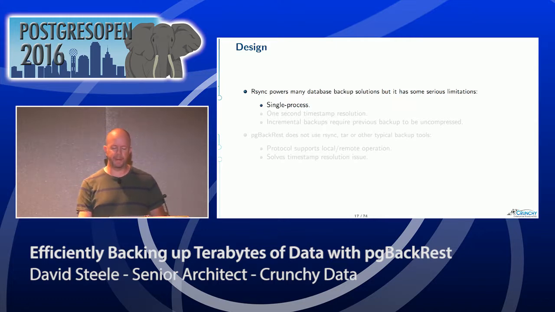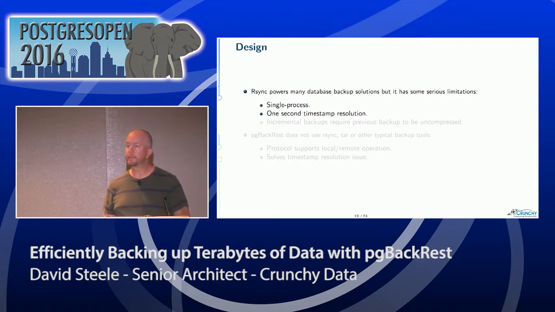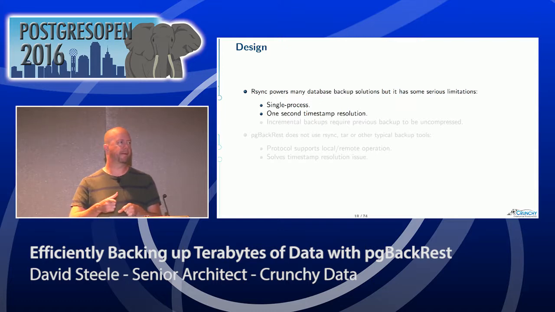The main thing being that rsync is single process. It also has a 1-second timestamp resolution, which can cause your incrementals to not be reliable. If Postgres is modifying the file in the same second that rsync copies it, then the next time rsync goes to copy it, it won't see that it needs to be copied. Unless you do checksums, of course, but checksums are very expensive.